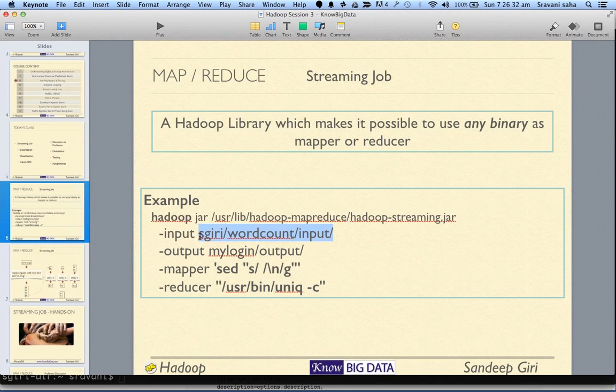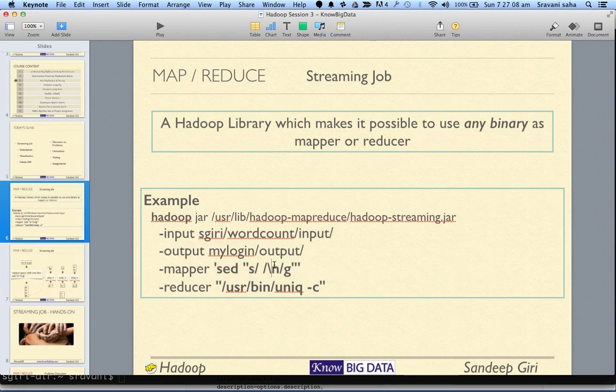Okay, and we do not want to write a single line of code, or we have code in some other form, not in Java, and we want to utilize that. All right, so all we have to do is use the Hadoop streaming library. The format is Hadoop jar and Hadoop streaming. Hadoop will run this jar as a Hadoop job, and this jar is expecting these variables.